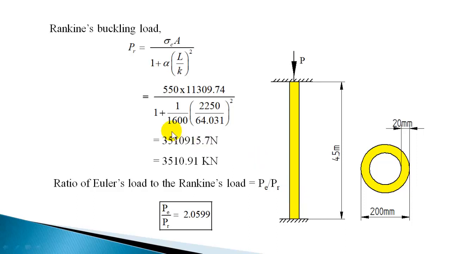So but Rankine's load always gives a reliable load, which will always lie between the load given by Euler's formula and the formula given for a short column, that is, sigma C into A. Now if it is a short column, the actual failure load you can calculate as sigma C into A, but Rankine's always gives a reliable load, which lies between the values given by the crushing load for a short column and the buckling load for a long column. So this can be taken as a reliable solution for finding out the failure load.